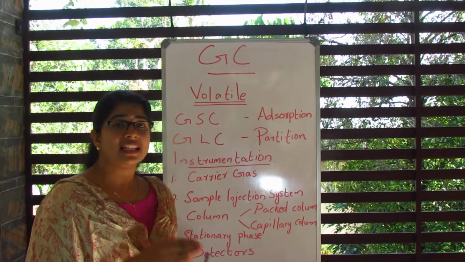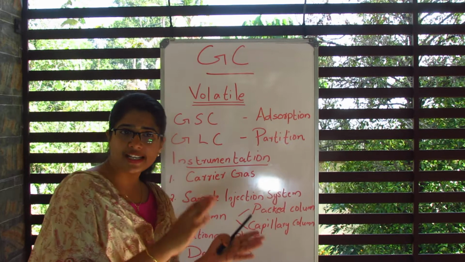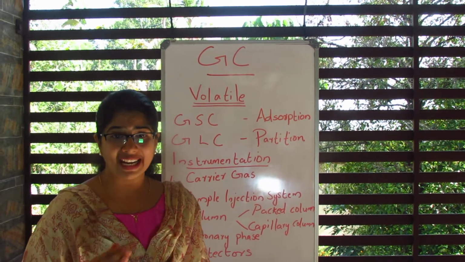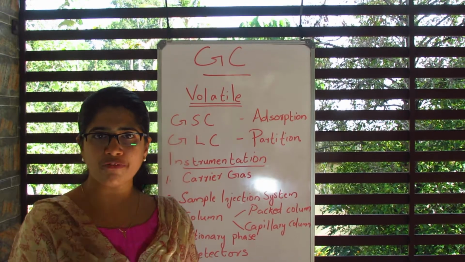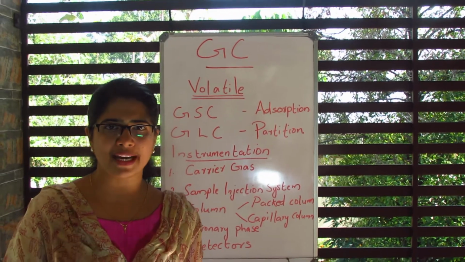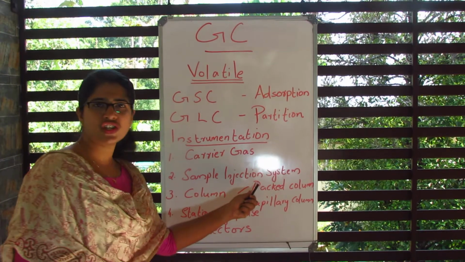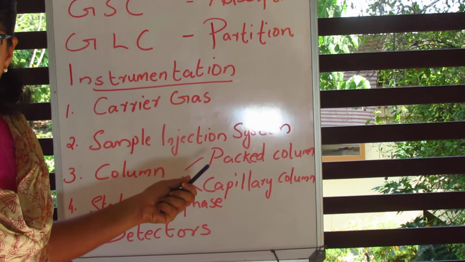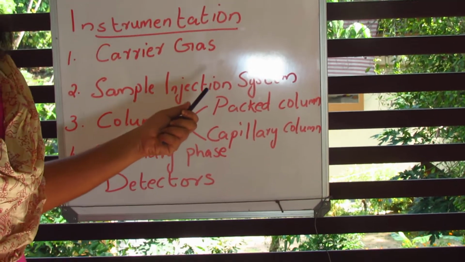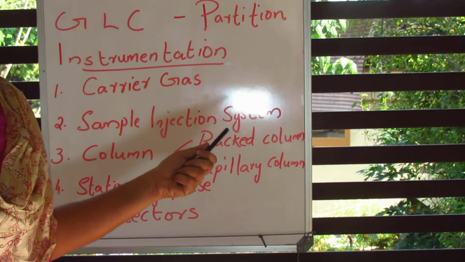Okay. Here if the sample is solid, we can dissolve it in a suitable solvent and the solution is to be injected. But before entering into the column, it must be converted into the vaporized state. So sample injection system is actually used to inject the sample. It can be done with the help of syringe and the outer covering is made up of silicon rubber.